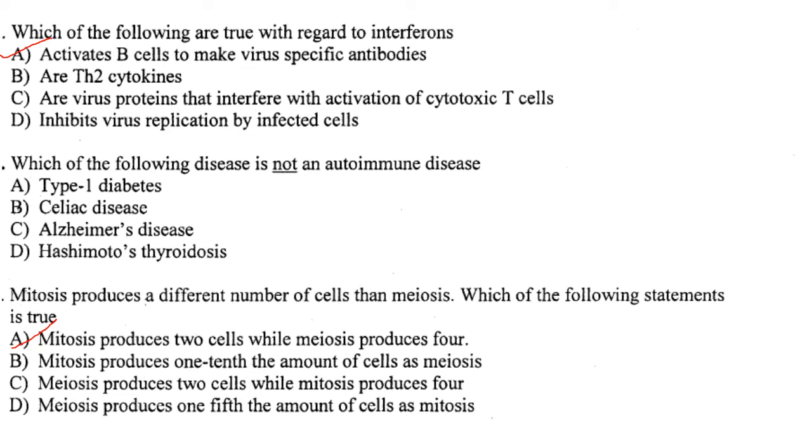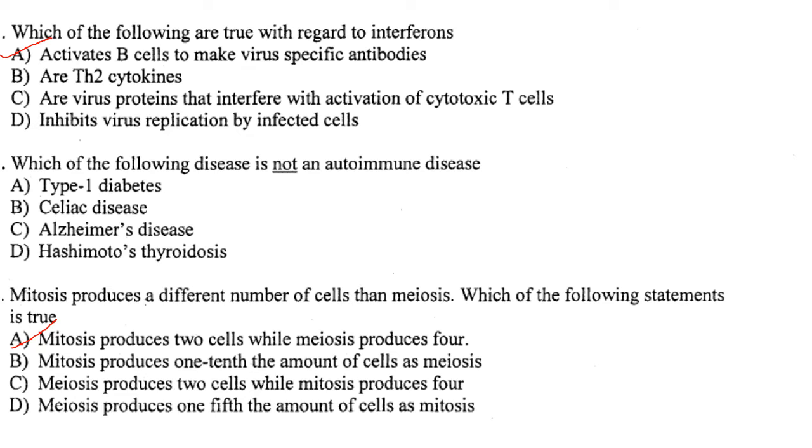Which of the following disease is not an autoimmune disease? Type 1 diabetes, celiac disease, Alzheimer's disease, Hashimoto's thyroiditis. So all are autoimmune diseases. I don't know what was given in your answer key. I don't have the answer key with me.